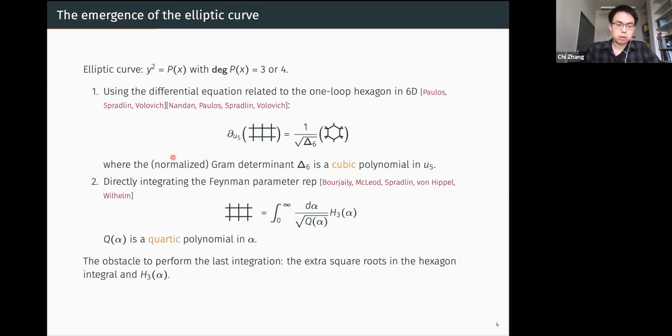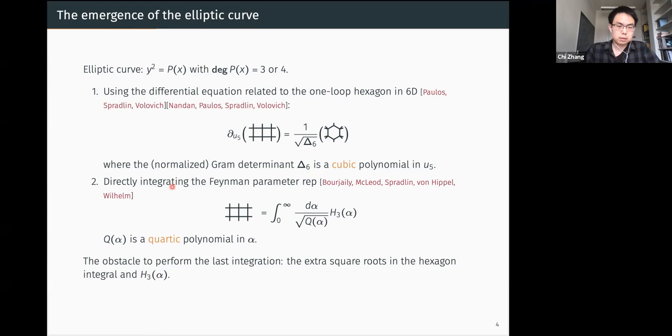Here, let me give more details about the emergence of the elliptic curve. First, by using the Mellin transformation, one can show that the derivative of the box with respect to the cross ratio U5 gives a 1-loop hexagon integral in 6 dimensions divided by the square root of the Gram determinant delta 6. And the fact that this Gram determinant is a cubic polynomial in U5 indicates the appearance of an elliptic curve.